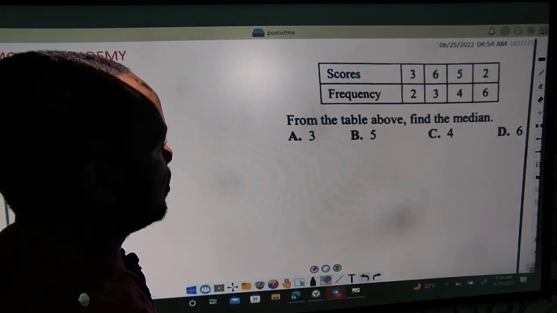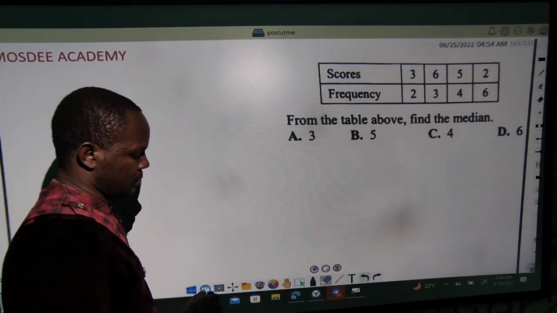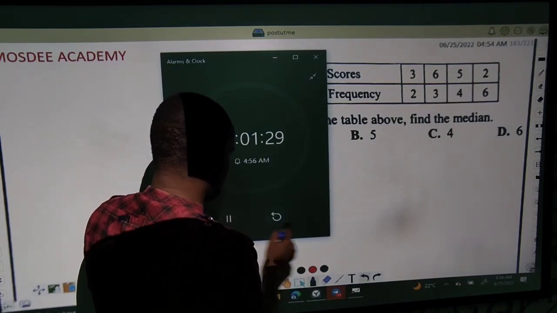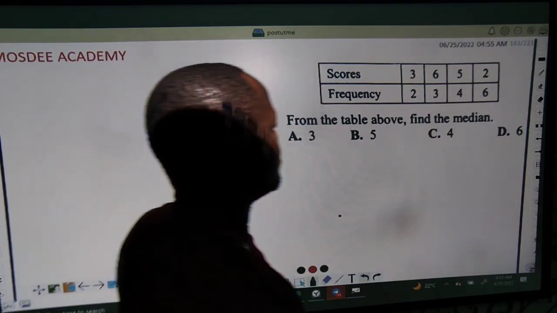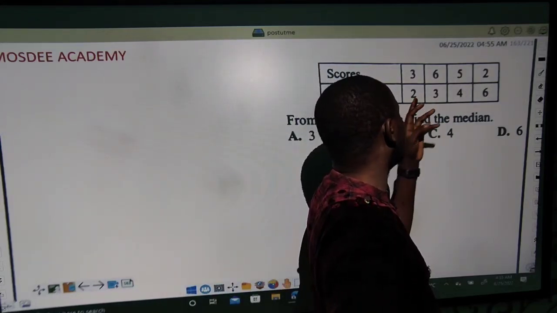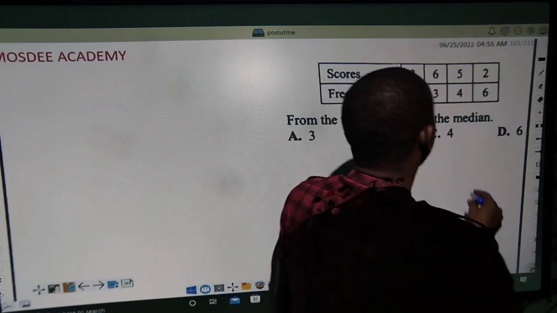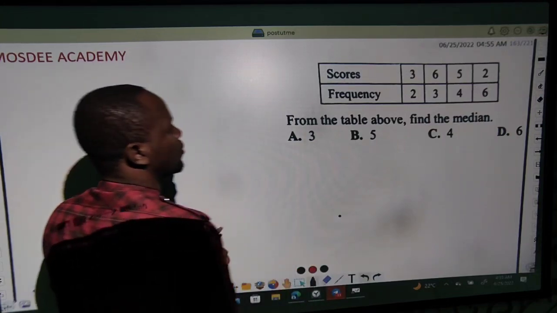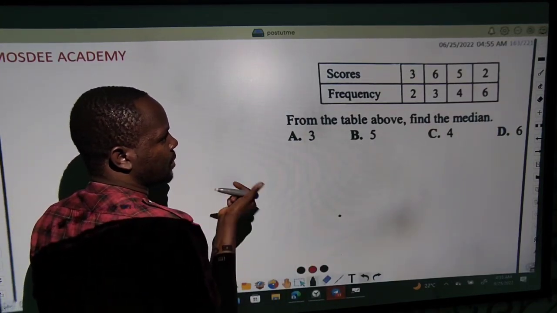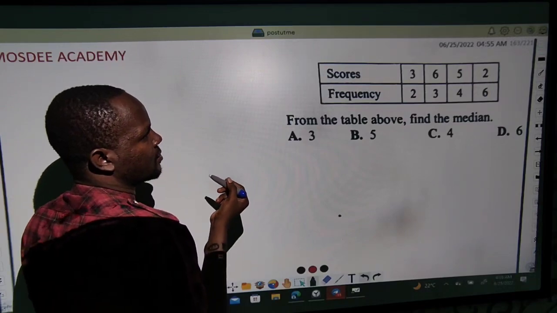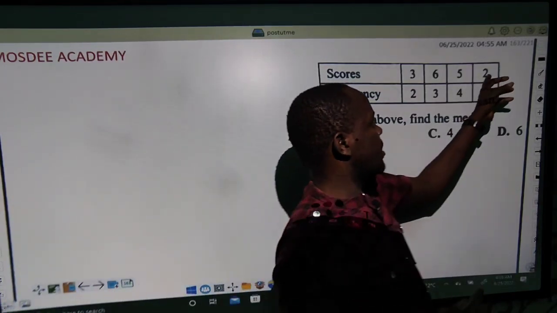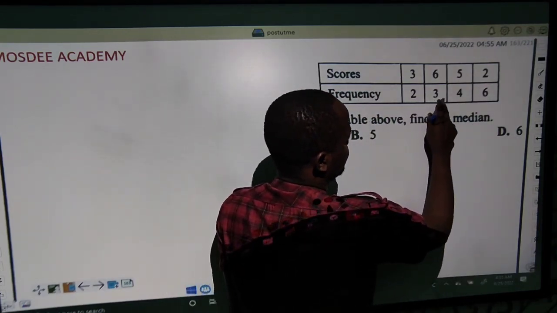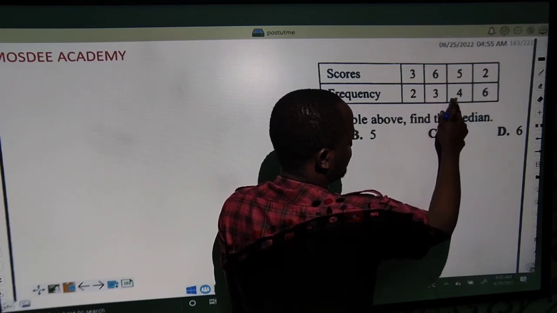Thank you very much. Now, the question says you should find the median. To find the median of this set of numbers, you don't have to start listing them. All I need is how many numbers there are. What frequency? 2 plus 3 is 5. 5 plus 4 is 9. 9 plus 6 is 15. So now that I know the total number, I know the middle will be the 8th number. When I arrange them in ascending order, you can see the examiner started with 2, 6 times.